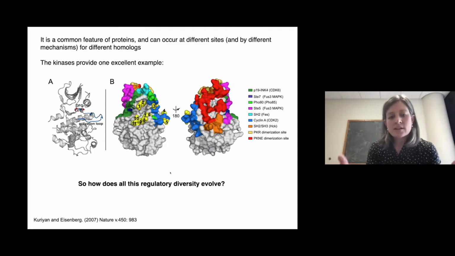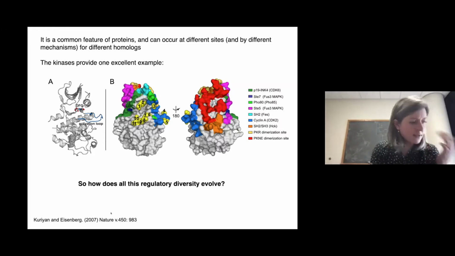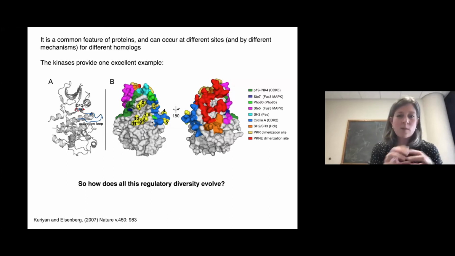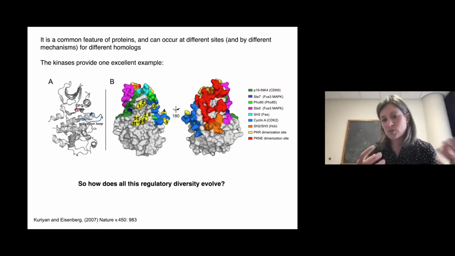And that led to a really interesting question that was very nicely posed by Kurian and Eisenberg in this 2007 perspective piece in Nature, right? And the question is really, how does all of this regulatory diversity evolve, right? Because in many ways, if you think about allosteric regulation, it feels like a molecular scale instance of, quote, irreducible complexity, in the sense that you have some remote surface that controls the active site, and presumably there have to be a lot of molecular parts in place for that allosteric regulation to work, this coordinated action of amino acids.